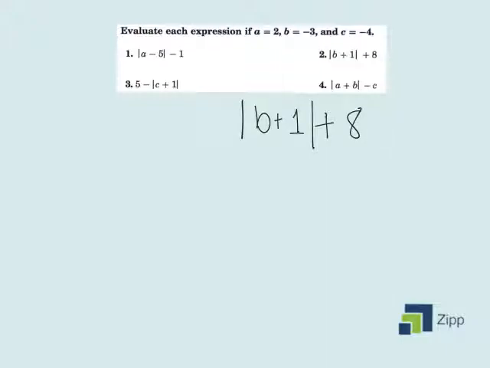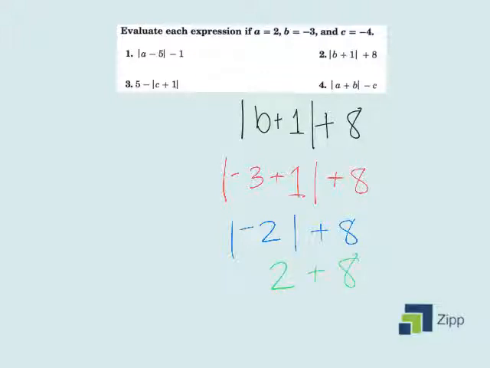Now we're looking at number 2, and we have a b here, so we'll be substituting in negative 3 for b. And we continue to draw our absolute value bars, so you have negative 3 plus 1 plus 8. We're then working on negative 3 plus 1, that's negative 2 plus 8. Like we said before, absolute value is the distance from 0. Distance can't be negative, so negative 2 becomes 2, and then we have 2 plus 8. That simplifies down to 10.